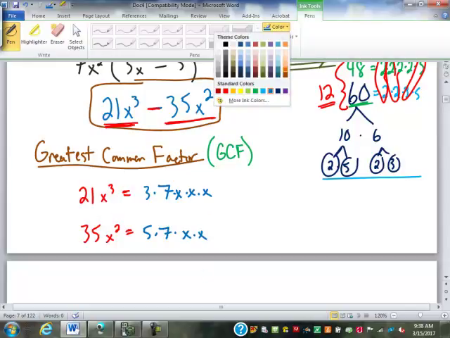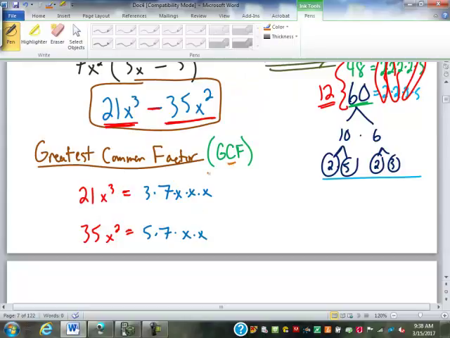So greatest common factor. The C stands for common, which means we are looking at common factors. What factors do these have in common? They have a 7. They have an x. And they have another x. If I multiply that out, 7 times x times x, I get 7x squared. Both of them come out to be 7x squared.